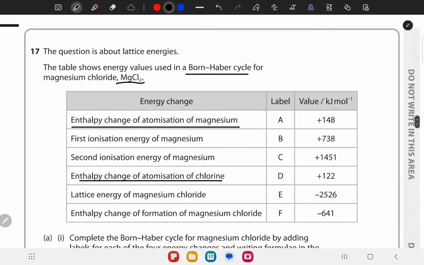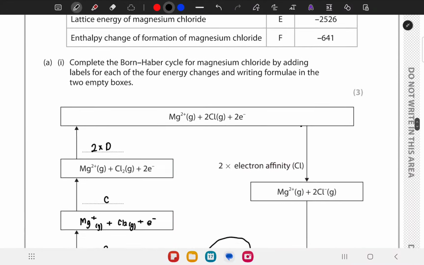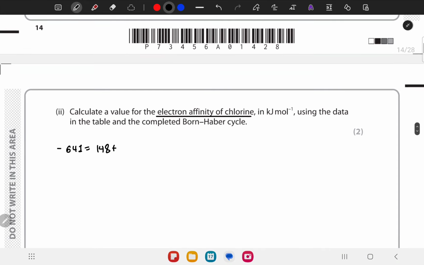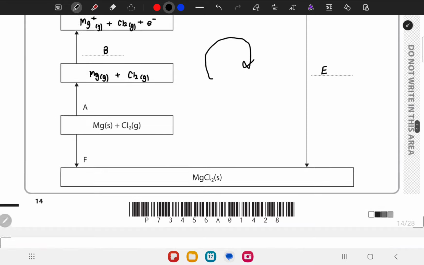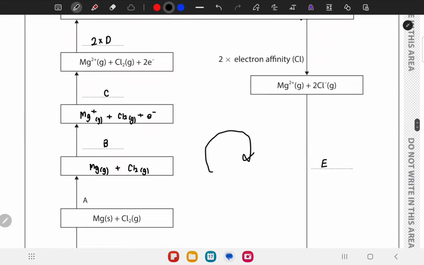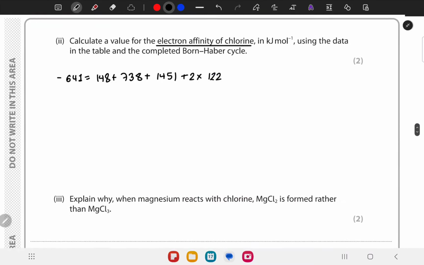So we have A plus B plus C. So 148 plus 738 plus 1451. So this is ABC. We have twice D, so 2 into 122, plus twice the electron affinity.